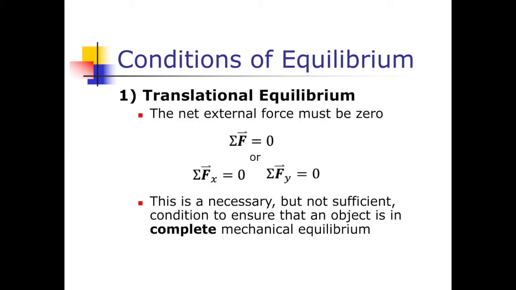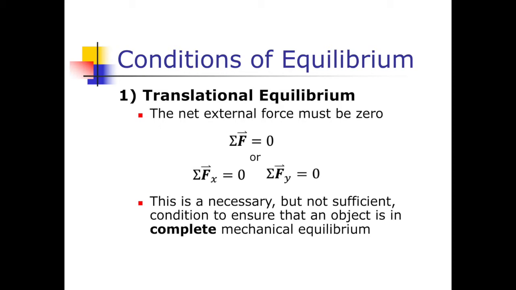So the first condition of equilibrium is this idea known as translational equilibrium. And when you studied Newton's laws and dynamics, we learned that, according to Newton's second law, if a net force is present, an object will accelerate. Well, that also implies that if there is no net force present, then the object will not accelerate. It will remain at whatever motion it's going at.